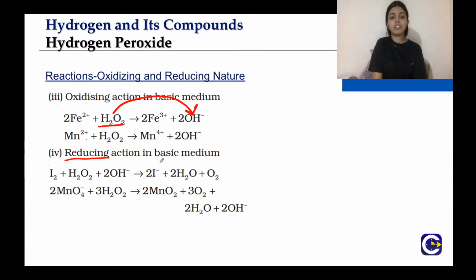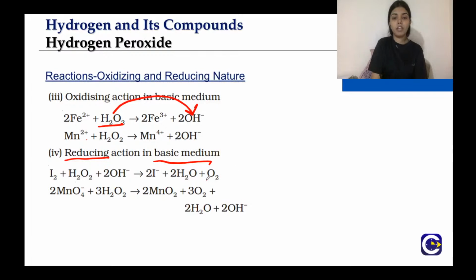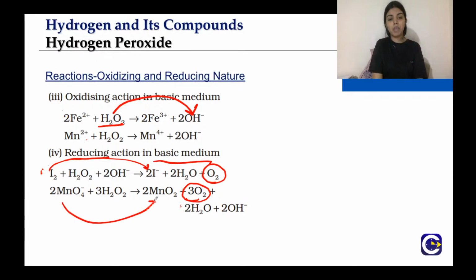Then reducing action in basic medium. So in basic medium it remains the same. Here also H2O2 was releasing oxygen gas. Here also it will form oxygen gas as a product, and it will reduce the other species. For example, iodine is being reduced into I minus, and MnO4 negative is being reduced into MnO2. So here the oxidation state of manganese is +7, while here the oxidation state is +4.